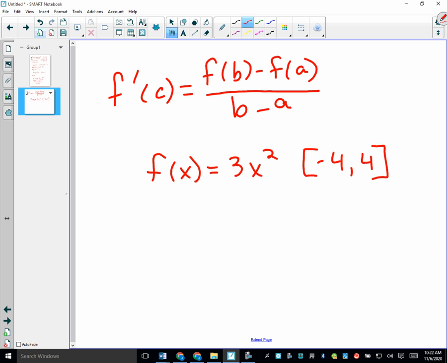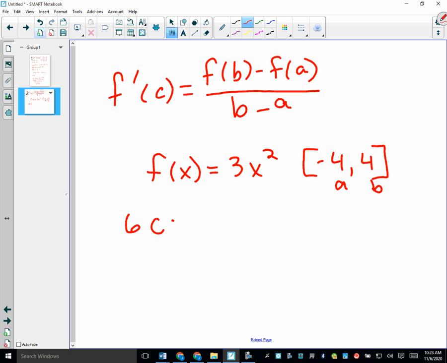The directions say use the mean value theorem to find each value of c that satisfies this. Do you remember that this is a and this is b? So f prime of c is the derivative of this, which is what? 6c.